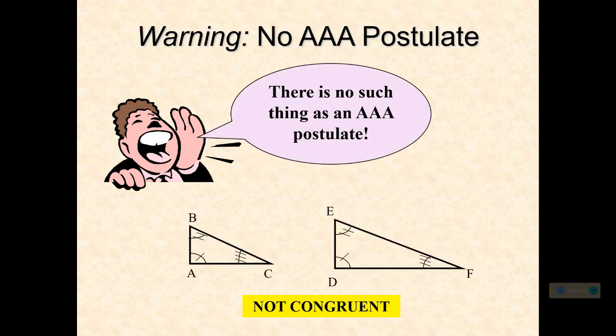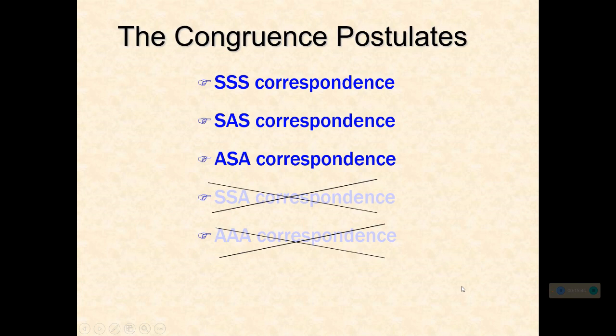Another thing that you are going to take note of is there is no AAA postulate. So there is no AAA congruence postulate. If you are given this kind of figure, they are not congruent. So again, the congruence postulates are SSS, SAS, and ASA. Again, no SSA and no AAA.